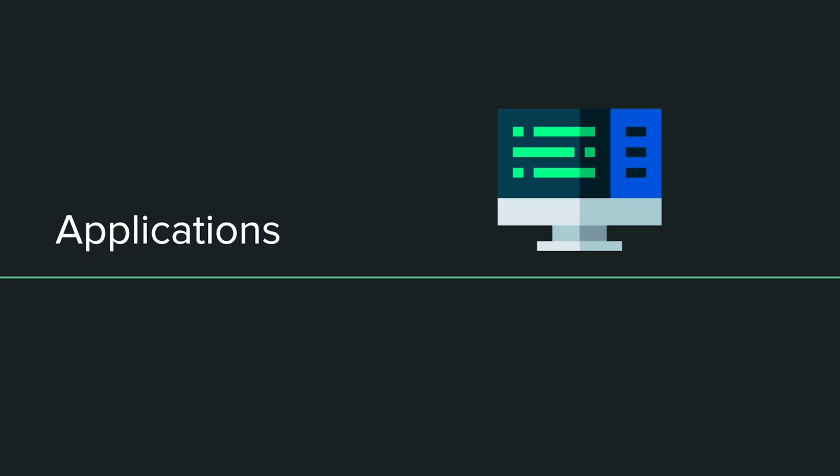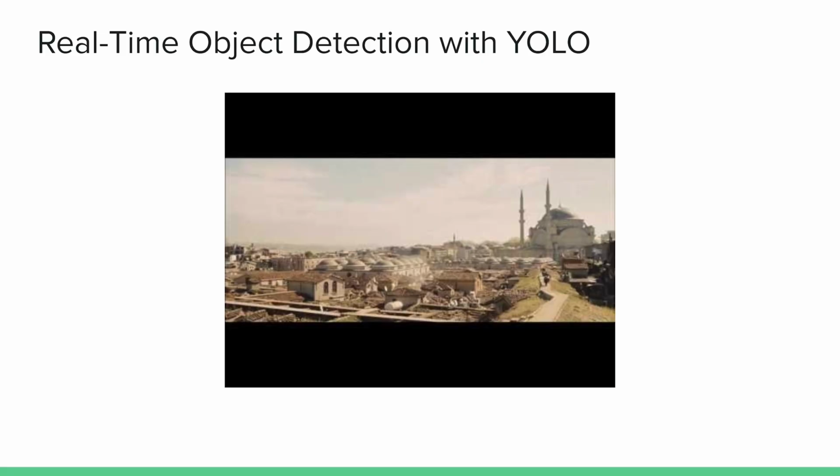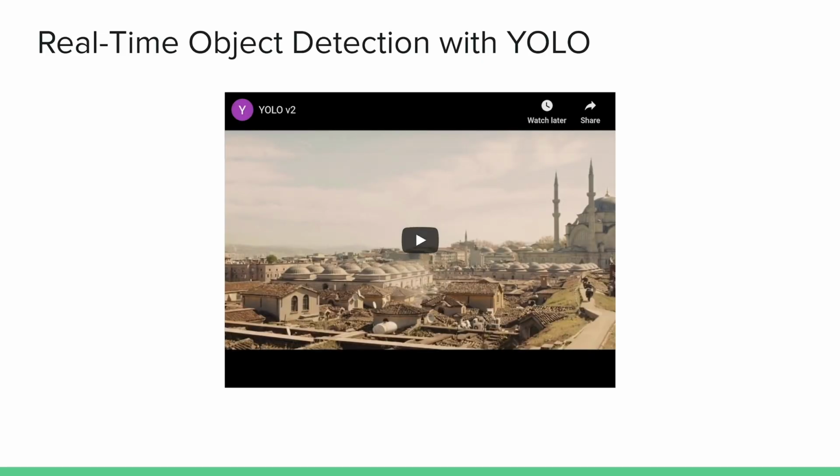So let's take a look at some of the really cool applications, what you can do with deep learning for visual computing. First thing would be object detection. So we want to find objects, and let's start with this small demo here.